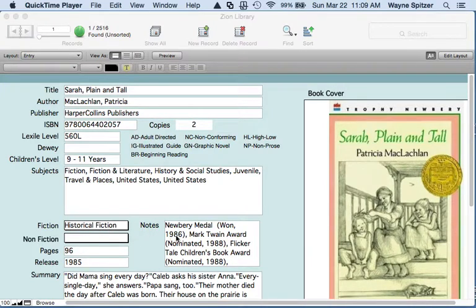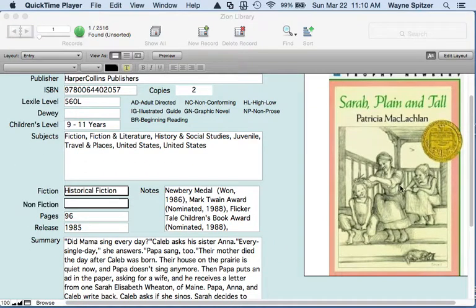In this category, in this field, we have placed all of the awards that any books have won. If they've won an award, whether it's a Newbery or a Caldecott or any other award, we've placed it in this notes category. And that certainly does encourage students to read the book when they see this award has been given to the book. Then the summary.